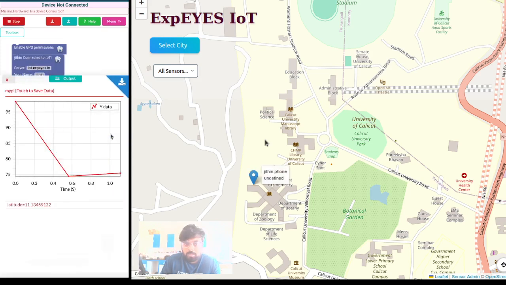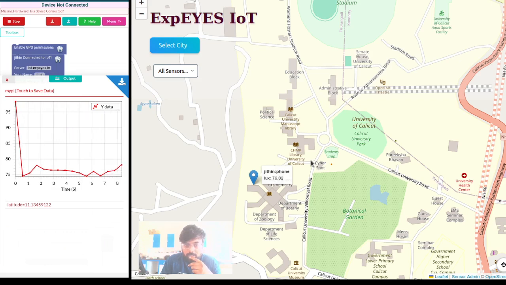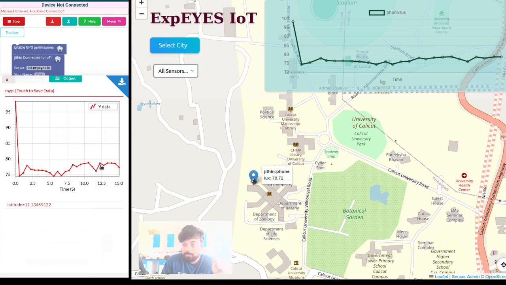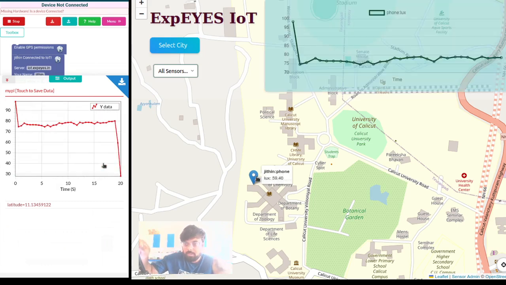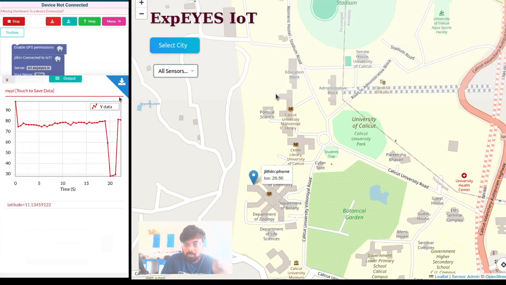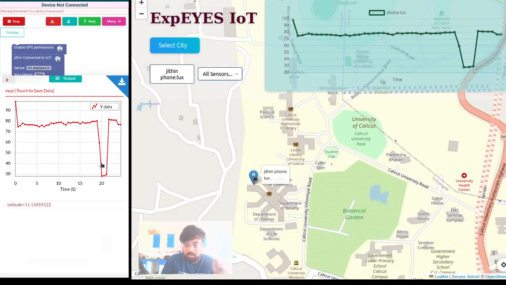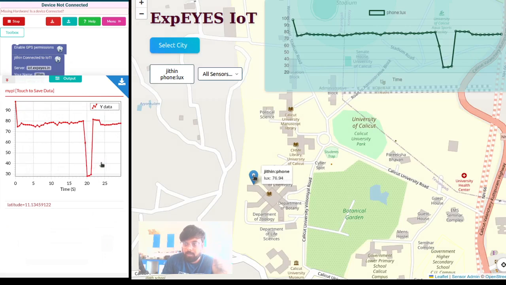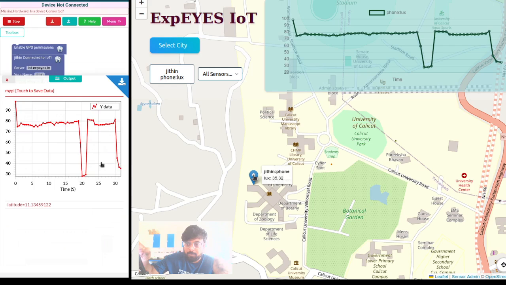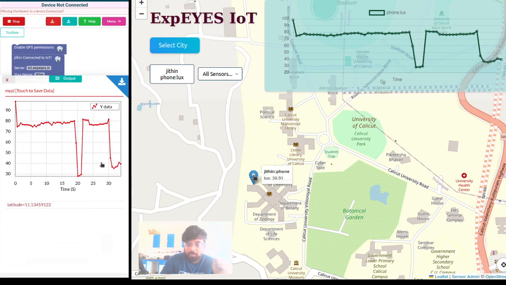Now that I'm running this, we can see the plot appearing, and you can see that on the map, Jitin phone has appeared, with the luminosity readings from the phone. If I want to see the plot itself, I can mouse over, and there I have the plot appearing in real time. If I just cover this, you can see that the information being relayed by my phone is being transmitted to the cloud.